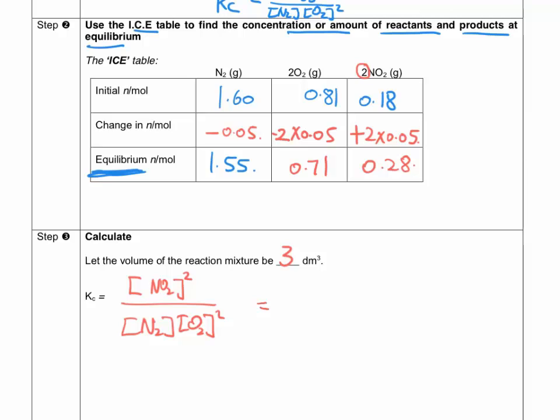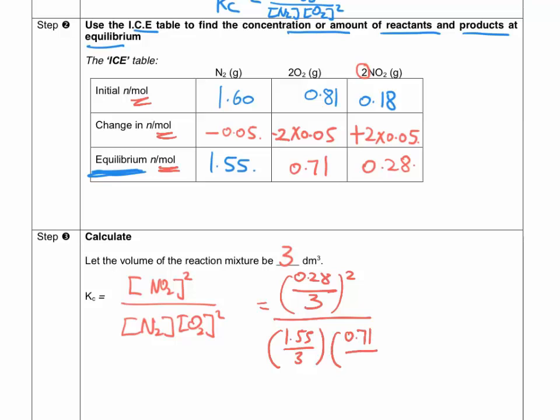Now your product here is actually 0.28, but do keep in mind, these are all in mole, they are not concentration. Divide by 3, then you square it. Divided by this one, N2 is actually 1.55 divided by 3. Then you times oxygen gas is 0.71 divided by 3. And after that, you put a square here. So after that, you should be able to get the answer. Okay, after you do the calculation, you should be able to get the value at 0.30101.